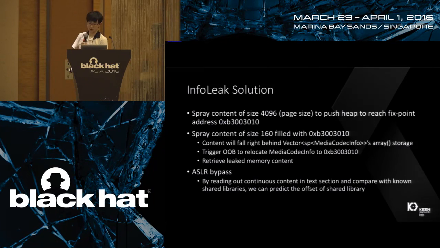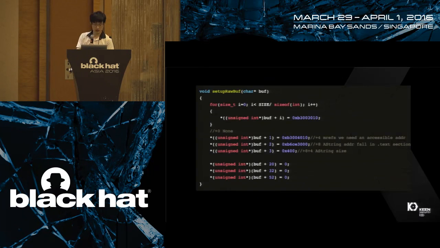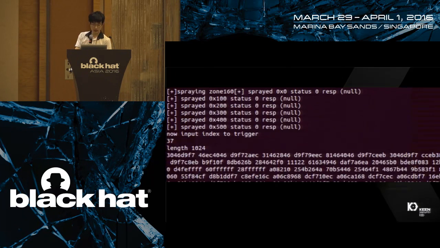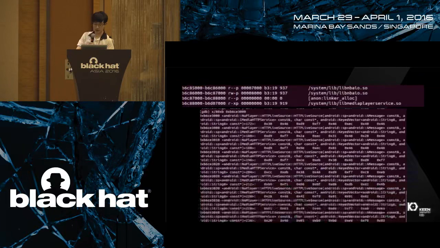For our solution, we retrieved the text section of the mediaserver, and we do a comparison of the text section with our pre-stored domain knowledge text section to determine the offsets of the dynamic library. So here are some functions to set up the raw buffer. And we can see here we have successfully leaked out the text section, and compared with GDB, we can prove that we are right on this.